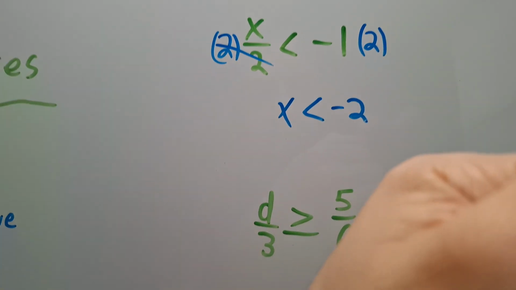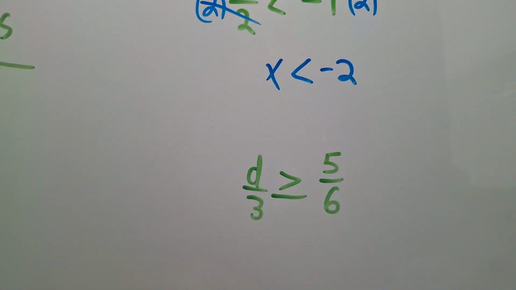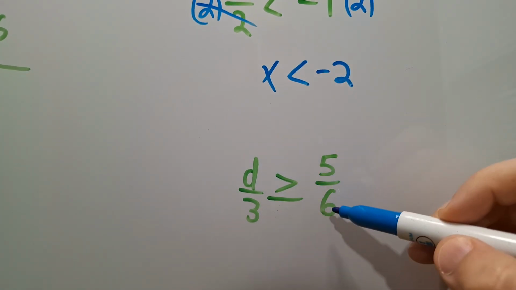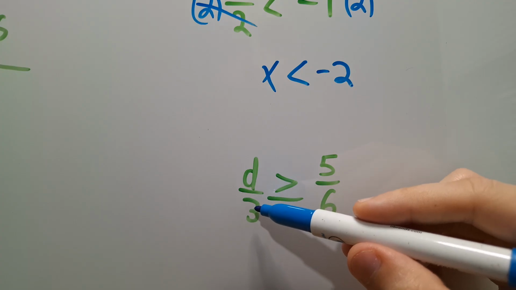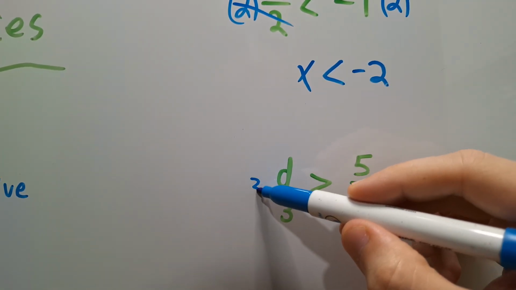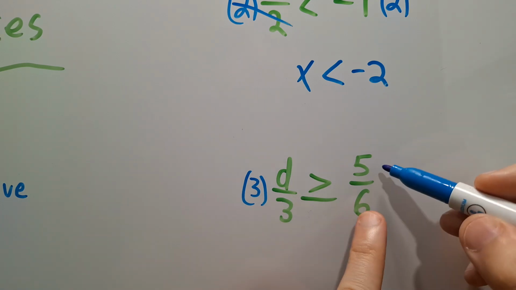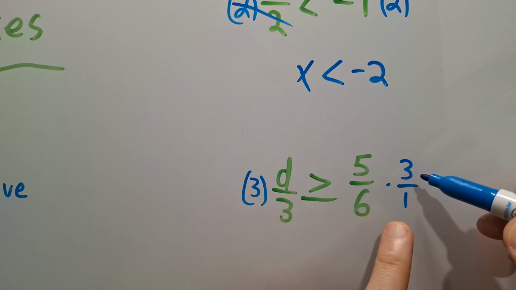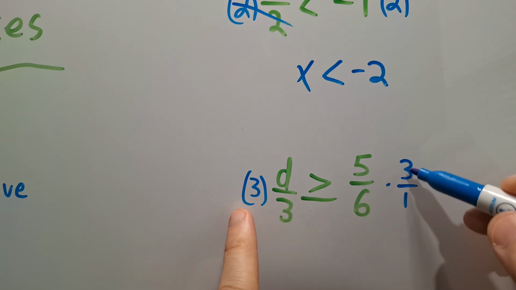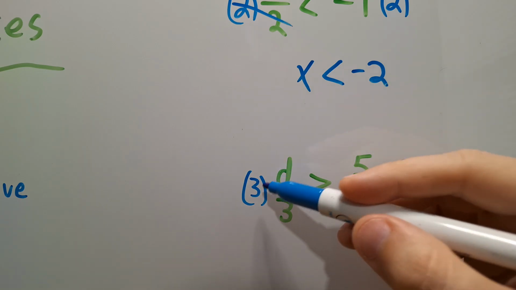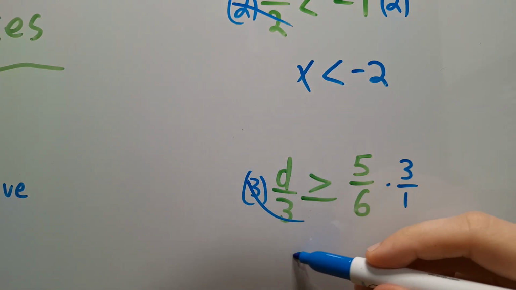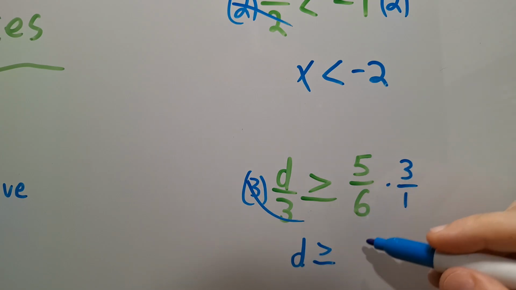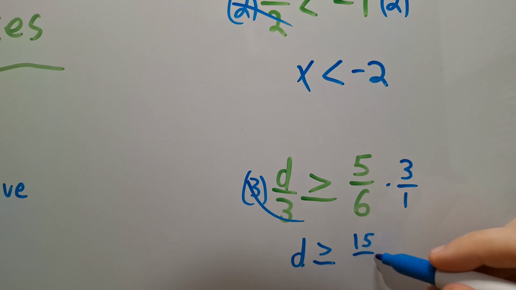Let's bring this part down here. D over 3 is greater than or equal to 5 over 6. Just like the last one, we're going to multiply by 3. Now for the fraction here, we're going to rewrite 3 as 3 over 1. These mean the same thing. 3 divided by 1 is the same thing as 3. Here this cancels out, and we just have D, which is now greater than or equal to 5 times 3, which is 15, over 6.